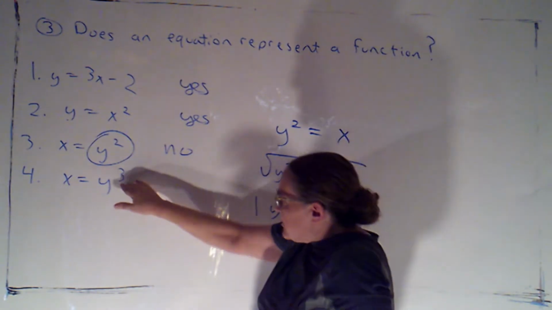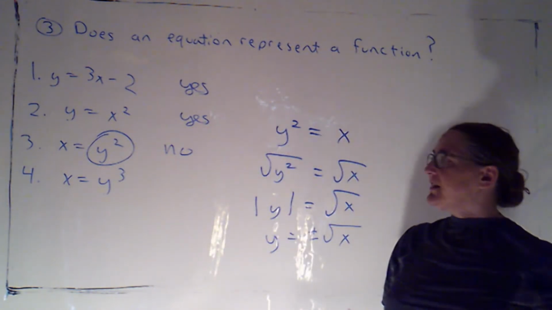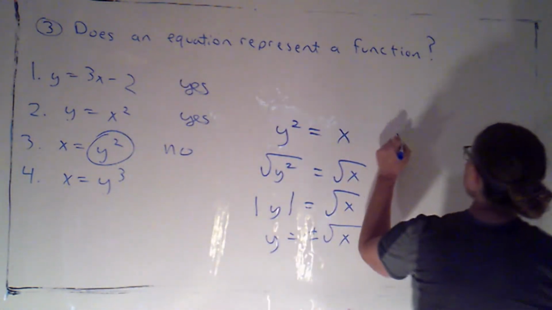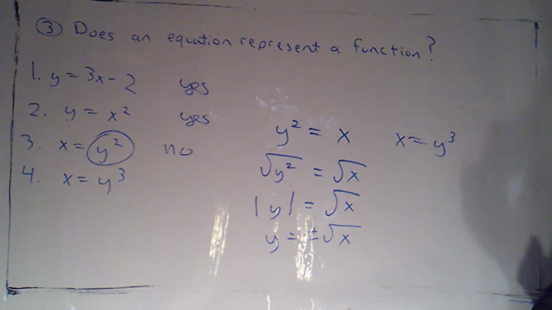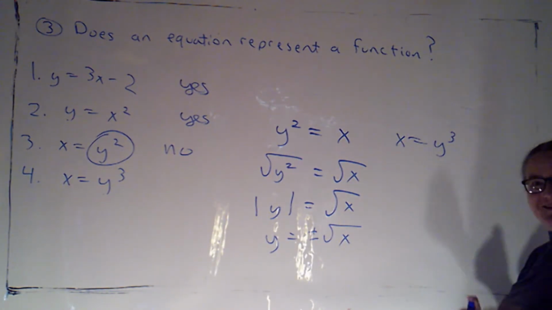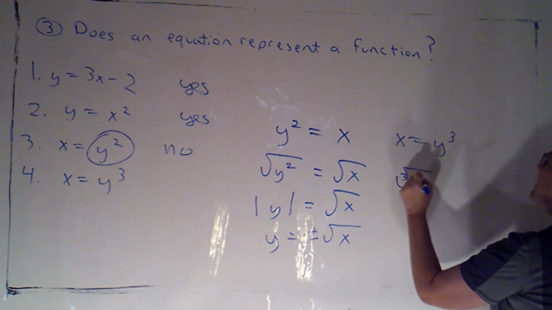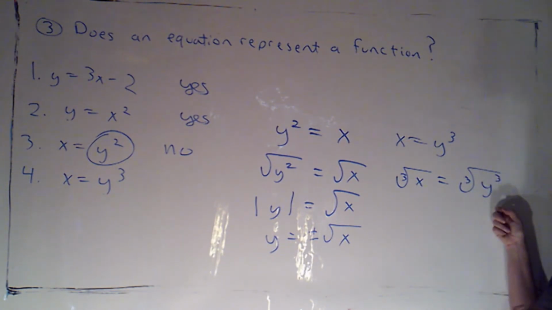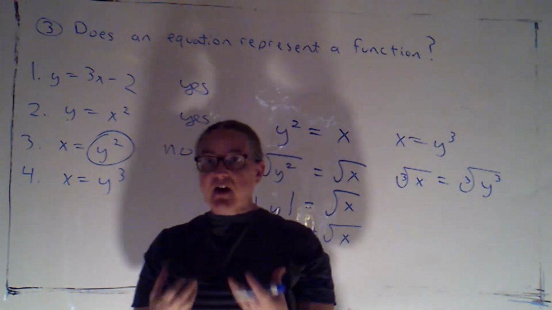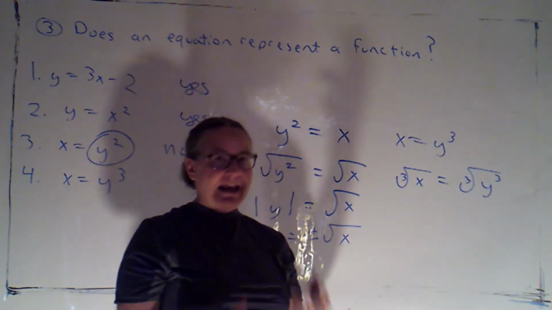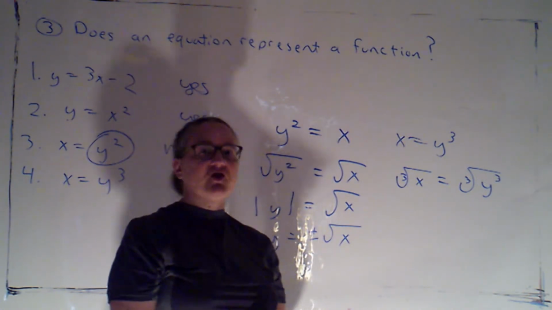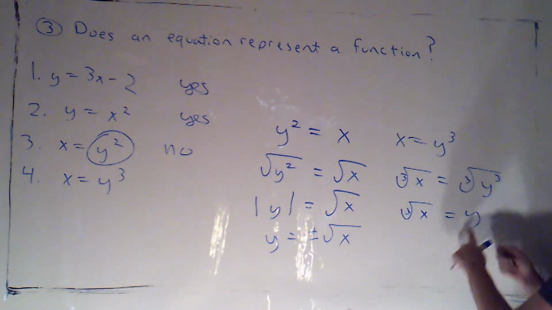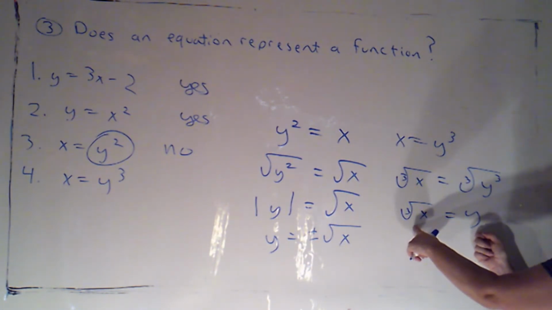Now, number 4 is the one that's a little bit different from what we talked about in the last video. Notice that's an odd power. So if I start with x equals y cubed, if I want to try to get y by itself, I would try to undo what I was doing to y. So I'd try to take the cube root of both sides. Now the cube root of y cubed, and in fact if I'm working with odd numbers, the nth root of the nth power, as long as n is odd, is just going to be y. So the cube root of x is equal to y.